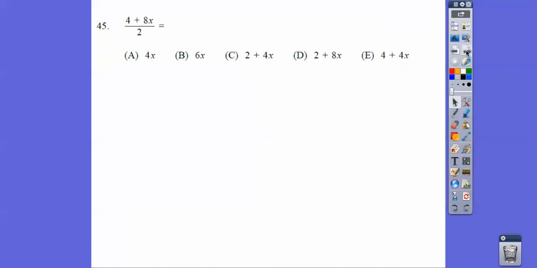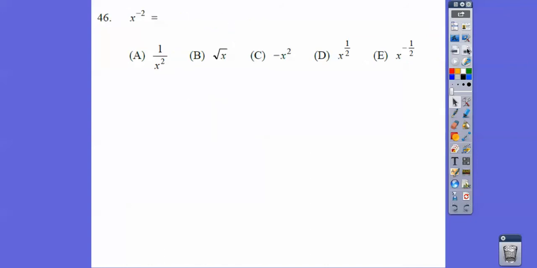So here, when you have some pieces over a denominator, each piece gets that denominator. So it's 4 over 2 plus 8x over 2. 4 over 2 is 2. 8x over 2 is 4x, so we get choice C right there. There's other ways to do this, you guys.